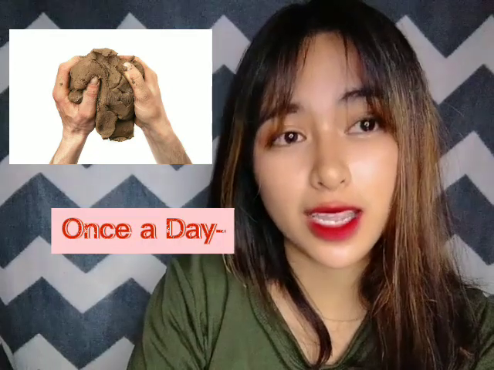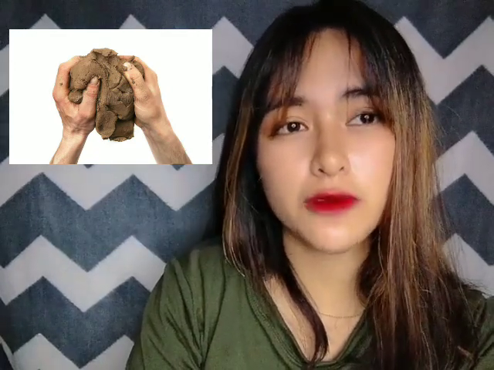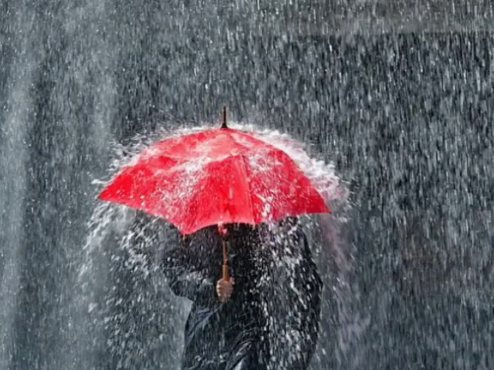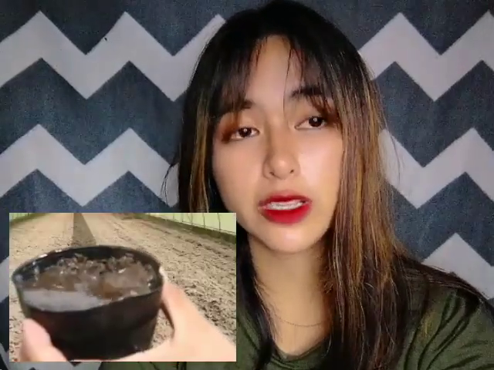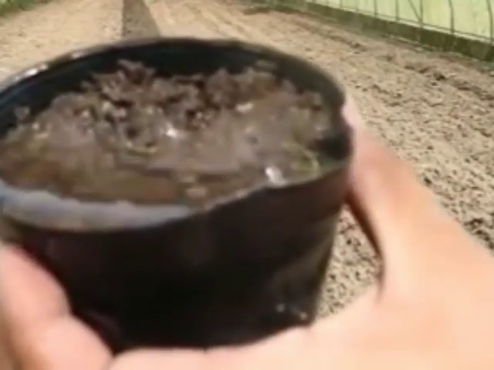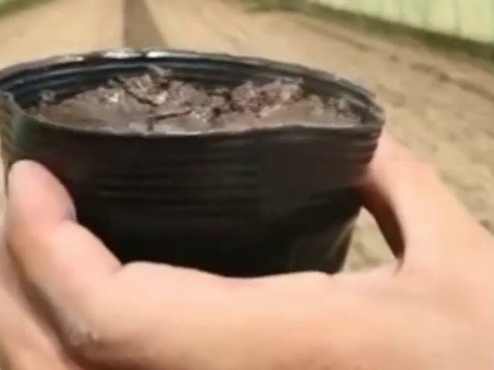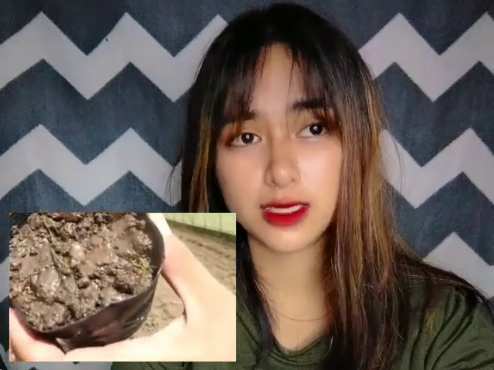So one of the advantages of clay soil is that you can water your vegetable plants just about once a day. But the disadvantage is that during a rainy day or rainy season, your vegetable plants will be fully covered by water from the rain. That's one of the disadvantages of clay soil, because it doesn't absorb or drain water quickly, because of its solid or dense characteristic.